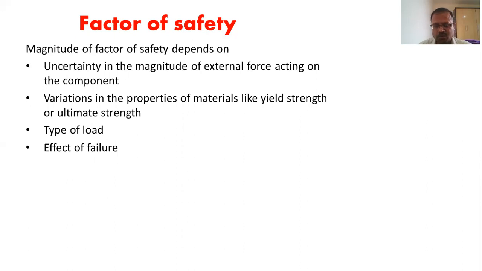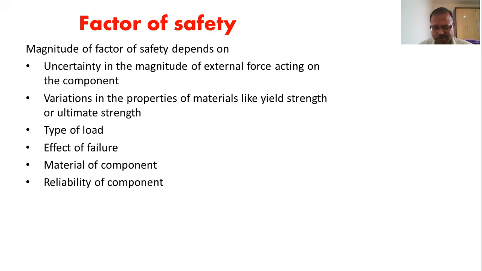Effect of failure. To what extent will the losses be due to the effect of failure? Losses can be human losses, losses can be economic losses. If the losses are more, as in case of accident of boilers or pressure vessels, then the losses will be more to human life as well as economical losses. So in case of boilers, we have to keep factor of safety very large. Material of component. If it is ductile material, then lower factor of safety. If it is brittle material, higher factor of safety.